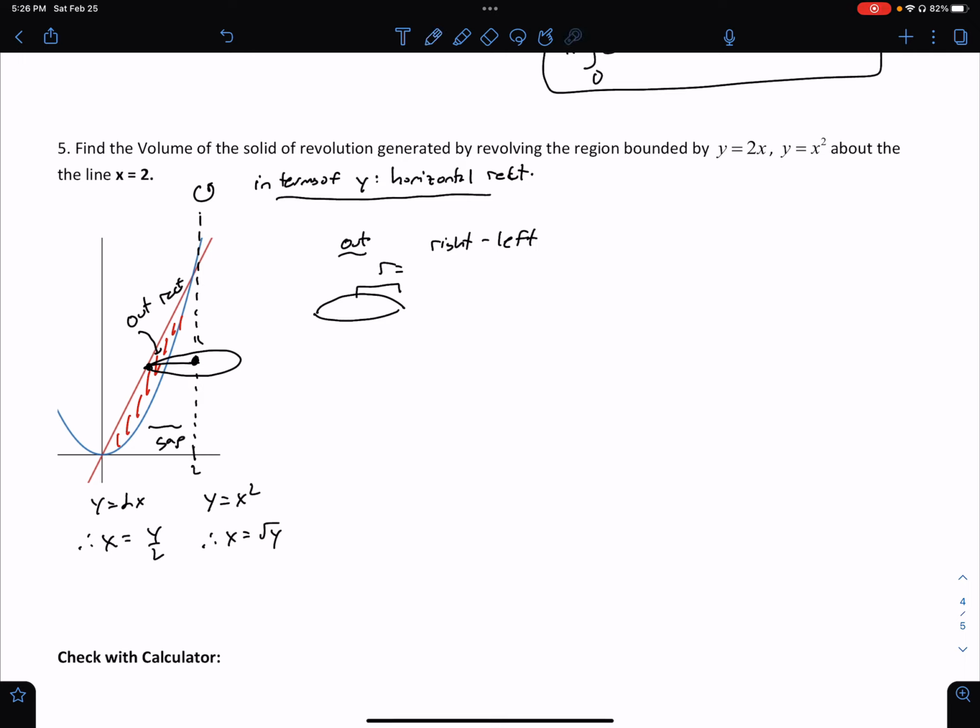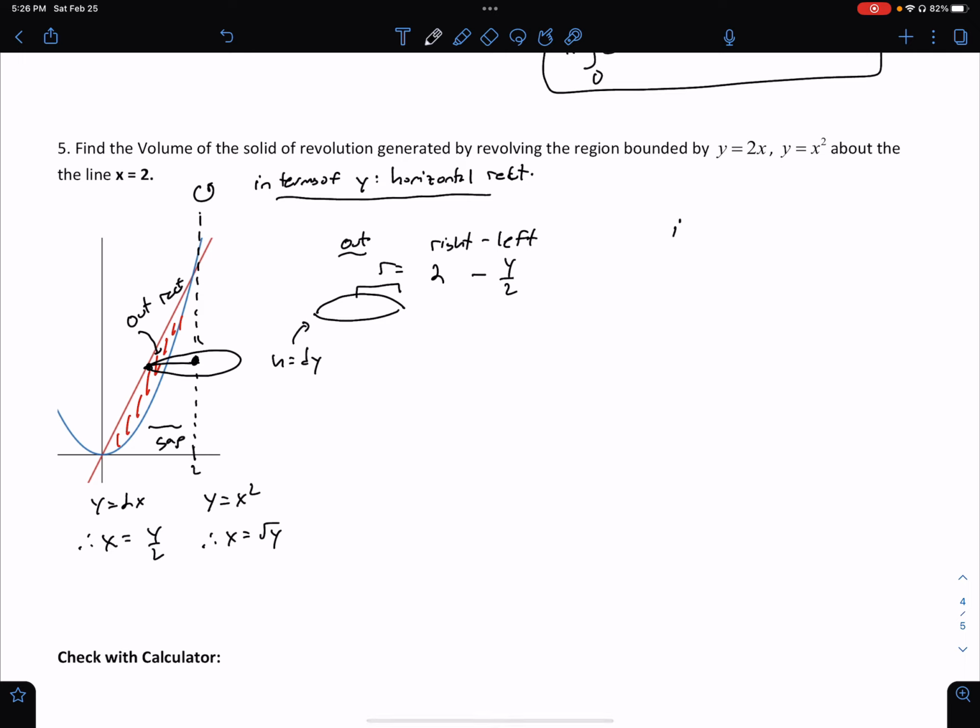So when I did the right minus left, the right is still the 2, which is what I want. But it's the left that I messed up on. The left is our line y equals 2x, but it's got to be in terms of y. It needs to be y over 2. I'm going to hear about that in my comment section, I'm pretty sure. The height is just dy this time.